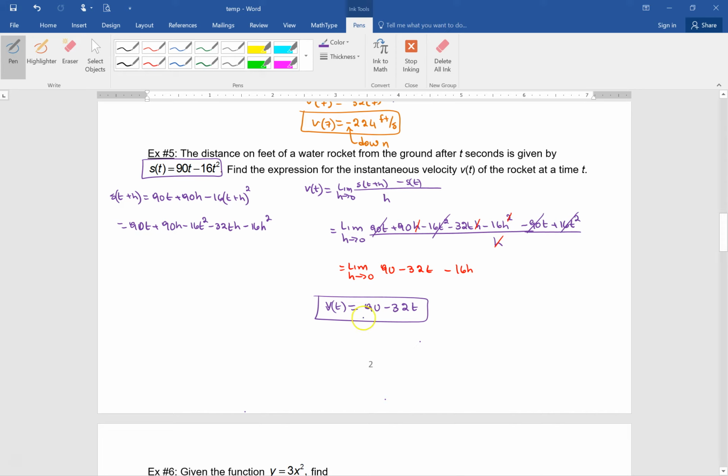So this is the general expression for the velocity at any given time. And let's say you were curious to see what the velocity would be at 2 seconds. What would you do? Plug in 2.